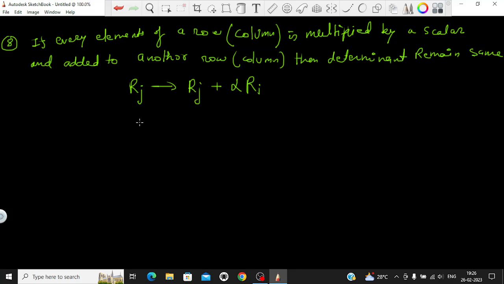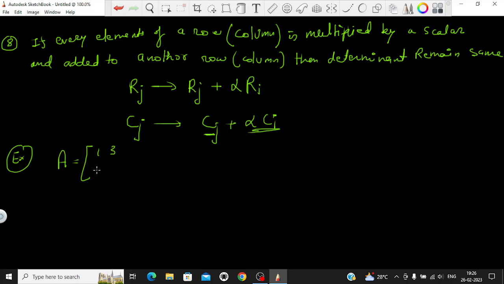Okay, and similarly, what you do, you just multiply this alpha to the ith column and add it to the jth column. Okay, then if you operate this in a matrix, then the determinant will remain same. So suppose, see one example here. Suppose this is one matrix whose elements are 1 3 and 2 8.